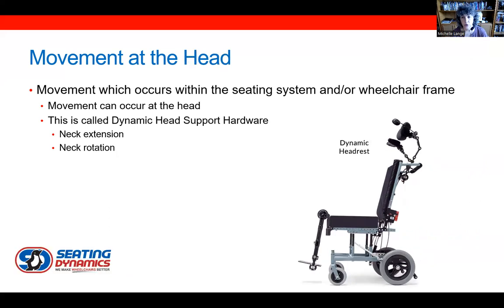Movement also can occur at the head, and this is called dynamic head support hardware. It can be designed in different ways to capture both neck extension as well as rotation. Many clients, when they extend at the neck, also show some rotation. And it's important that that movement can be captured.